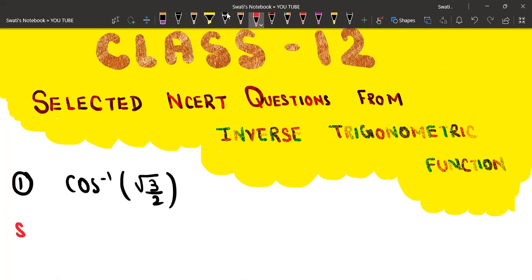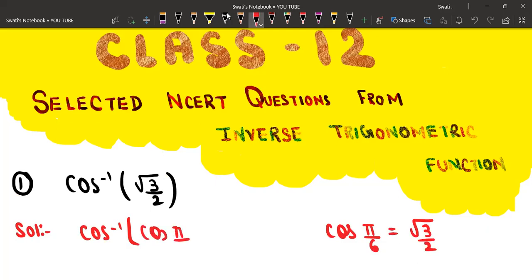This is very simple because we just need to write this as cos inverse. We know the value of cos pi by 6. The value of pi here is 180, so 180 upon 6 is 30. That means cos 30, and we know that the value is root 3 by 2. So using this value, we can write cos pi by 6 in the place of root 3 by 2.